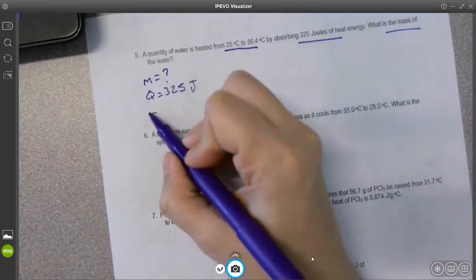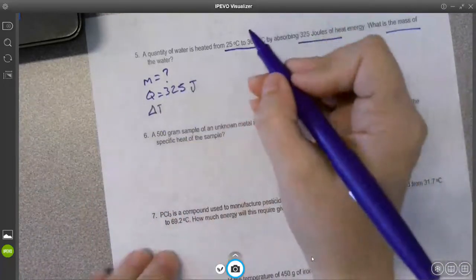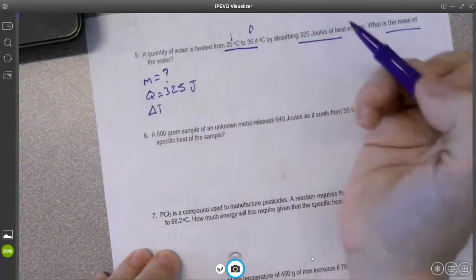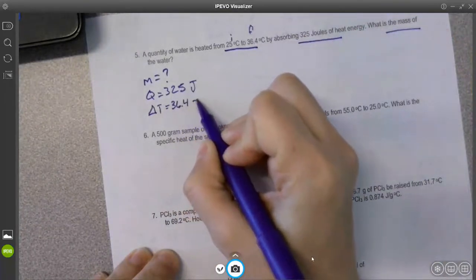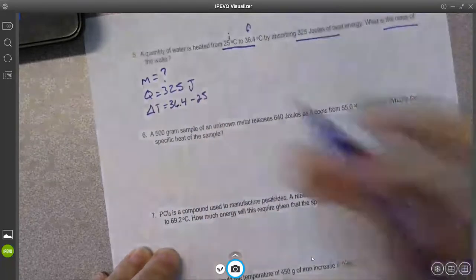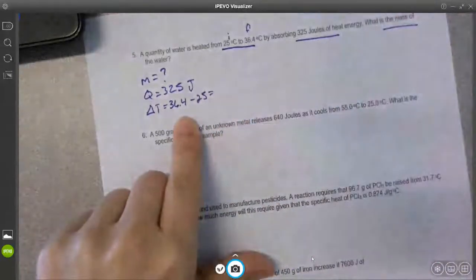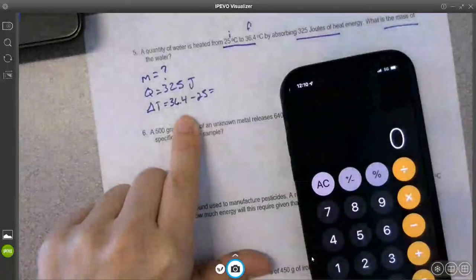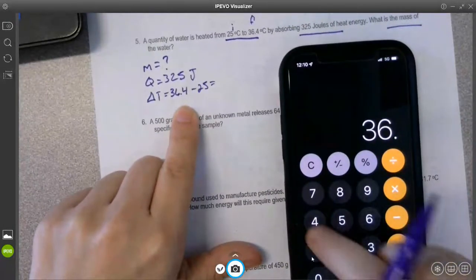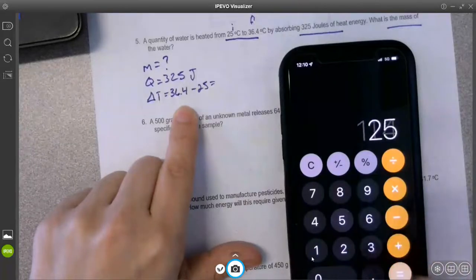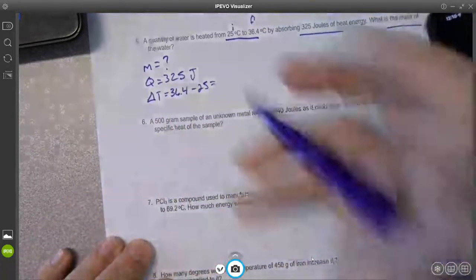You know that your temperature change is going to be final minus initial, so in this case, 36.4 minus 25. It's always good to solve this one right off the bat, especially if you're using a phone calculator. So 36.4 minus 25 is 11.4.